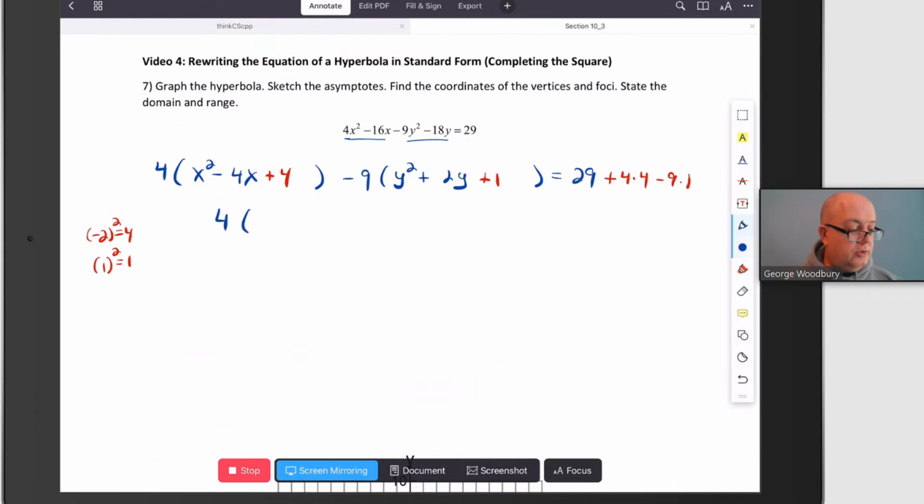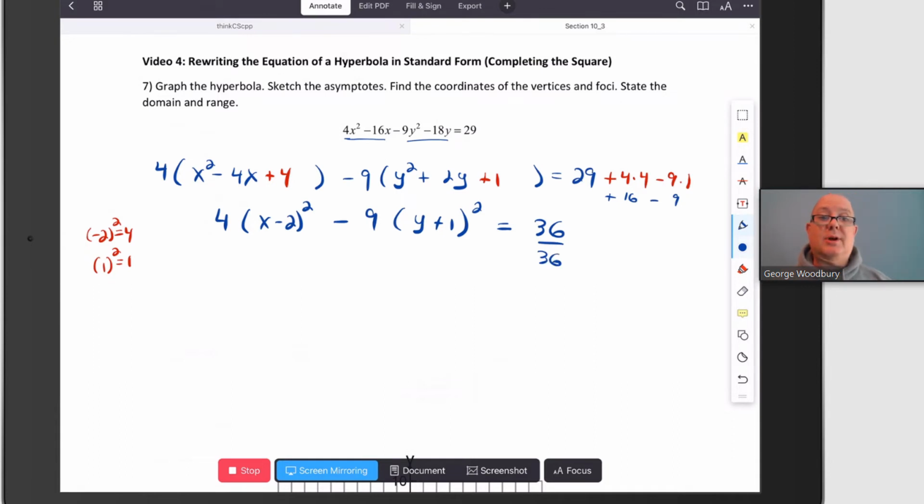Factor the trinomials. This is 4 times (x minus 2) squared minus 9 times (y plus 1) squared equals 29 plus 16 minus 9. And that equals 36. So we're getting closer. To finish this off, I need a 1 on the right-hand side. I can do that by dividing by 36 on both sides of the equation.